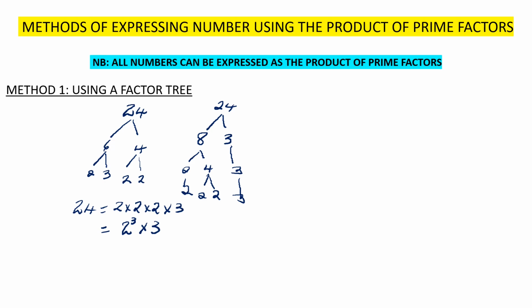Okay, let us look at another number, 30. Maybe what comes to mind initially is 3 times 10. Now we have one prime factor already, so this would come back down. The 10 now is 2 times 5. So the prime factorization of 30 is 2 multiplied by 3 multiplied by 5. And this is the first method that we are going to look at.